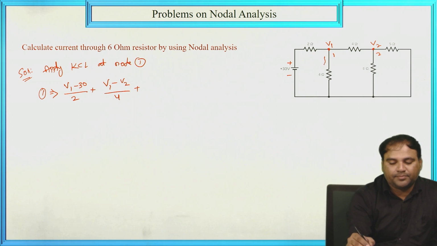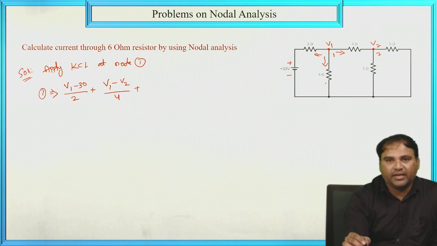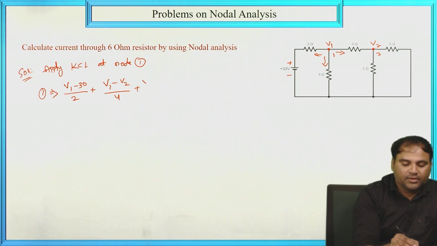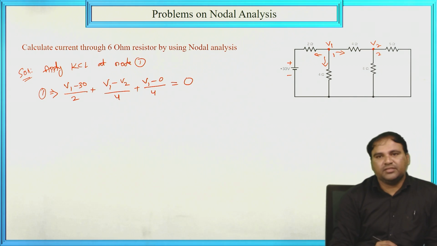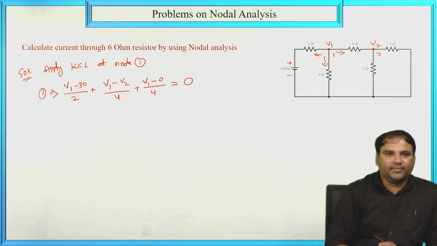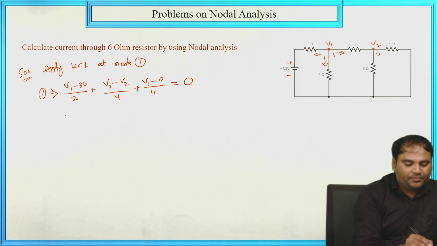Plus, these are the current directions, the current through this other 4 ohm is V1 minus 0, since there is no source here, so V1 minus 0 divided by 4. That should be equal to 0 because there is no current source here. Then take V1 common.